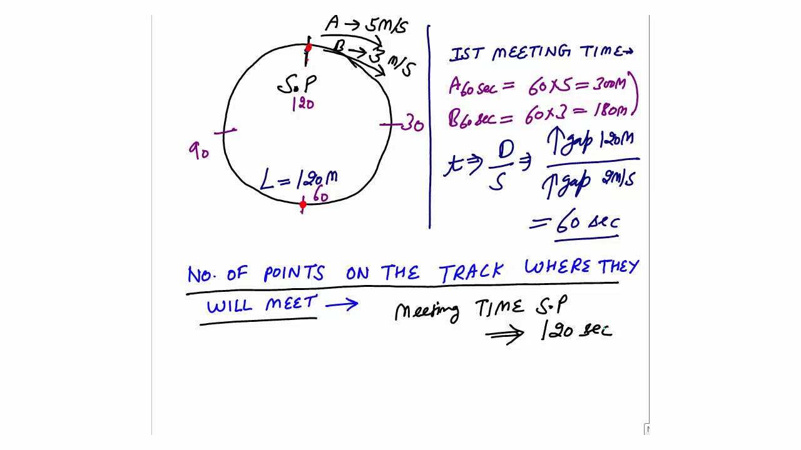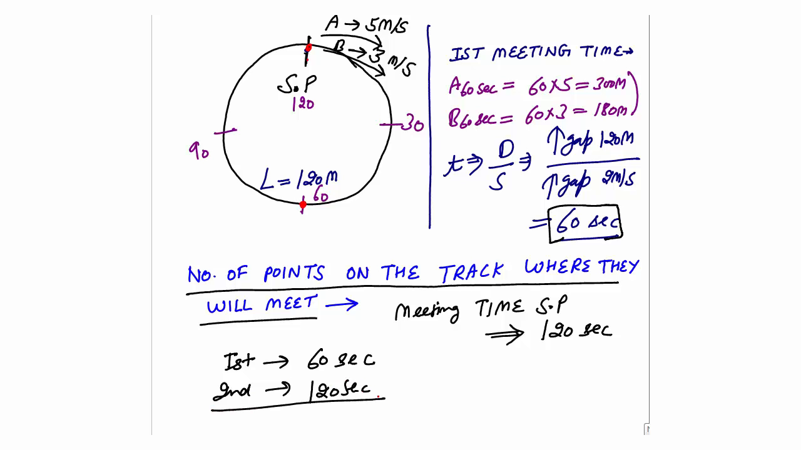Now their first meeting, we calculated, took place at 60 seconds. So their first meeting took place after 60 seconds. The second will take place after 60 into 2, 120 seconds. Now this second meeting after 120 seconds will be at the starting point, and then the cycle will restart again. So it means that they will meet at only 2 points on the track. So the answer is 2 points on the track that they will meet.